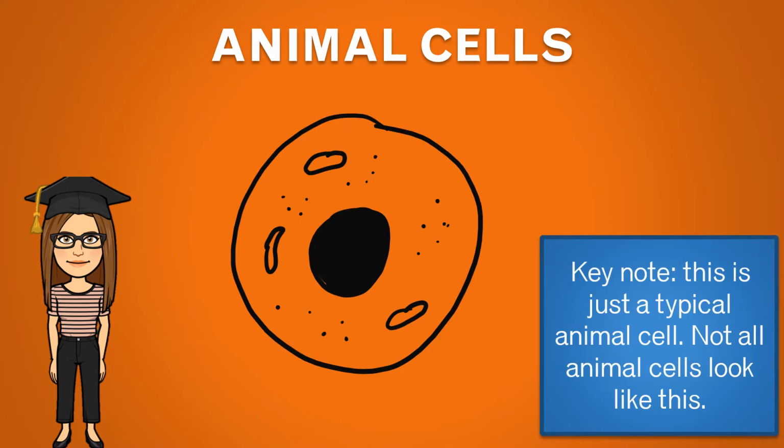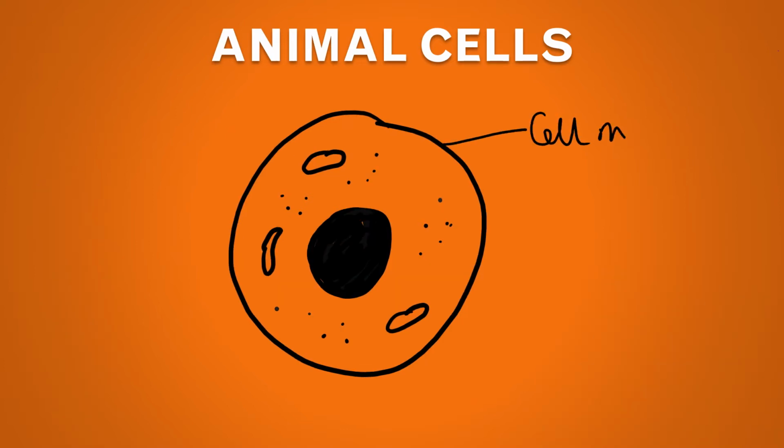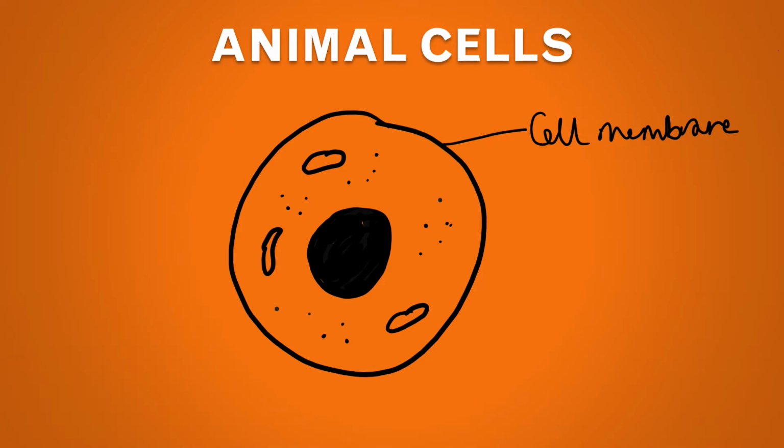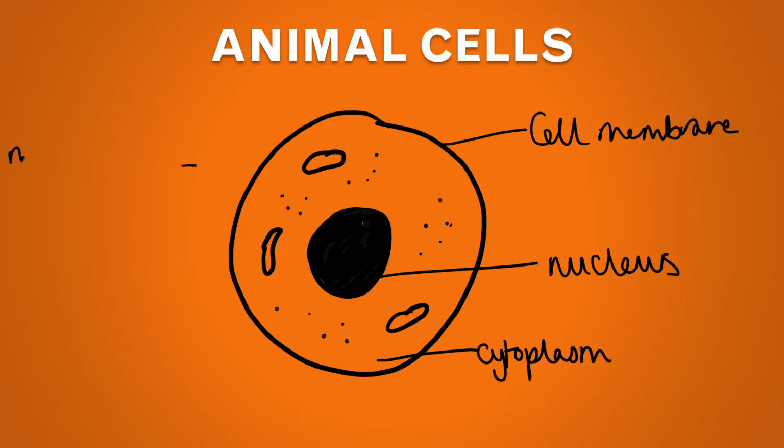Here is a diagram of a typical animal cell. However, it's important for you to know that not all animal cells look like this one here, and we'll be coming on to specialised cells in another video lesson. So around the outside of the cell we have the cell membrane, and inside the cell we have small structures known as organelles, and this includes the nucleus, the cytoplasm, the mitochondria and the ribosomes.